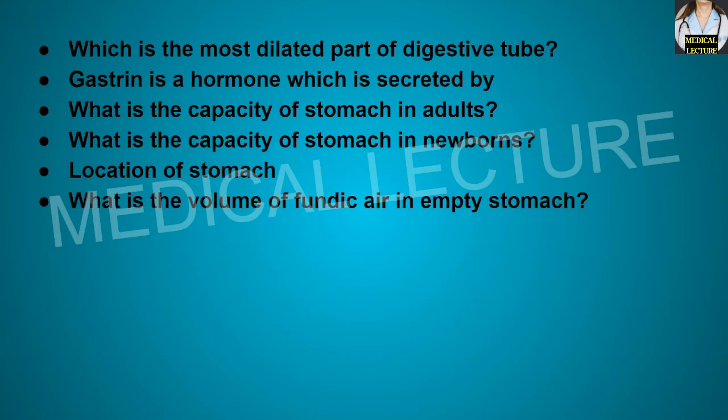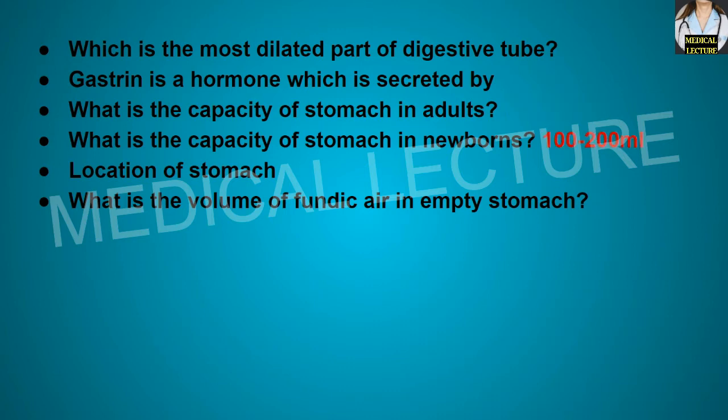Which is the most dilated part of the digestive tube? So it is stomach. Gastrin is a hormone which is secreted by stomach. What is the capacity of the stomach in the adults? So it is about 1 to 1.5 liters. What is the capacity of the stomach in the newborns? So it is about 100 to 200 ml.